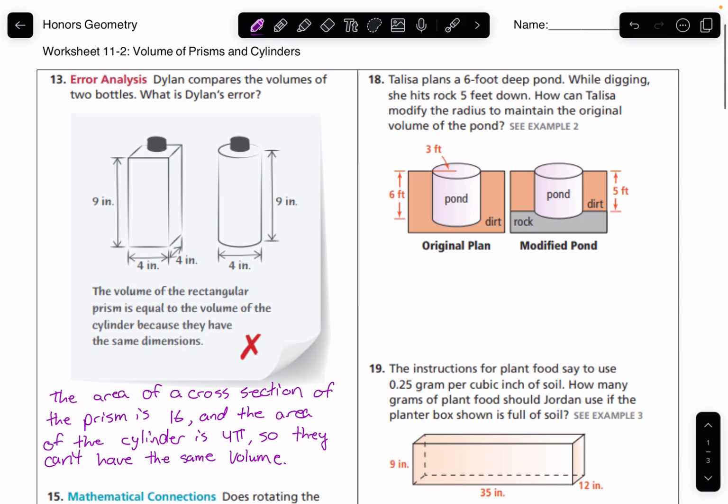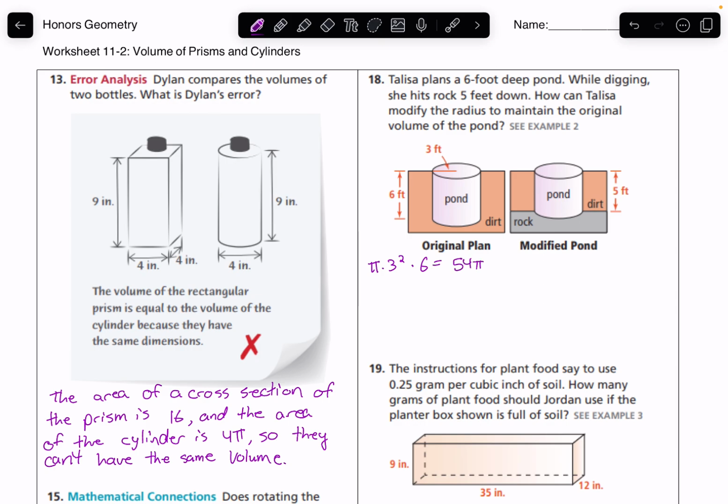Number 18, Talisa plans a 6-foot deep pond. While digging, she hits rock 5 feet down. How can Talisa modify the radius to maintain the original volume of the pond? Well, we've got to figure out what is the original volume of the pond. So we'll take the pond and we'll do the area of the base, pi times 3 squared, times the height of 6 feet. We find that that's 54 pi.